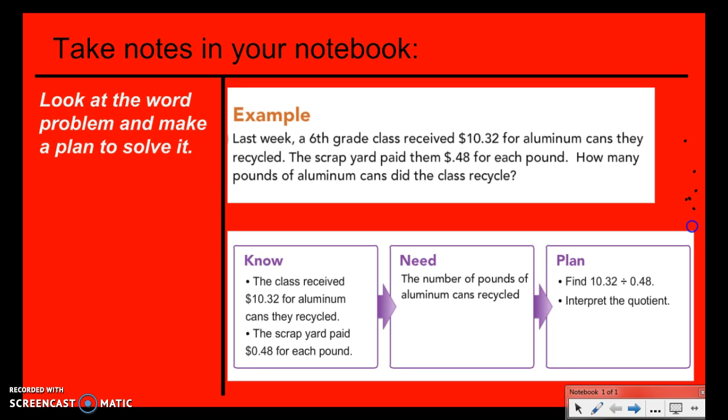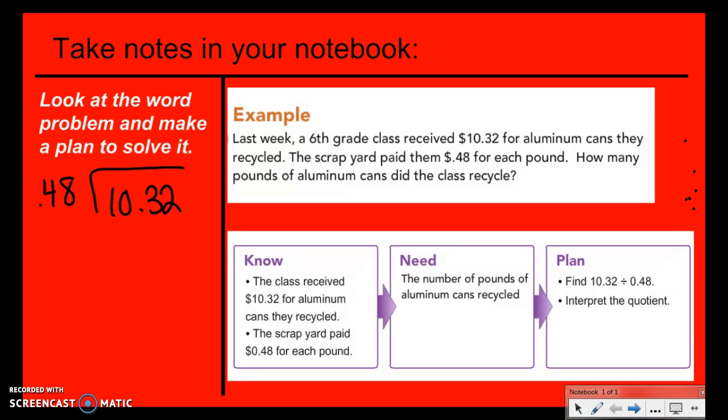Okay, so look at the word problem and make a plan to solve it. Last week, a sixth grade class received $10.32 for aluminum cans they recycled. The scrapyard paid them 48 cents for each pound. How many pounds of aluminum cans did the class recycle? So you know they made $10.32. That is going to be your dividend. $0.48 is going to be your divisor.